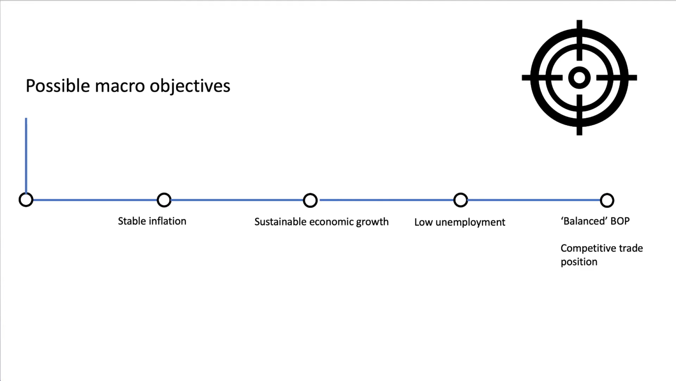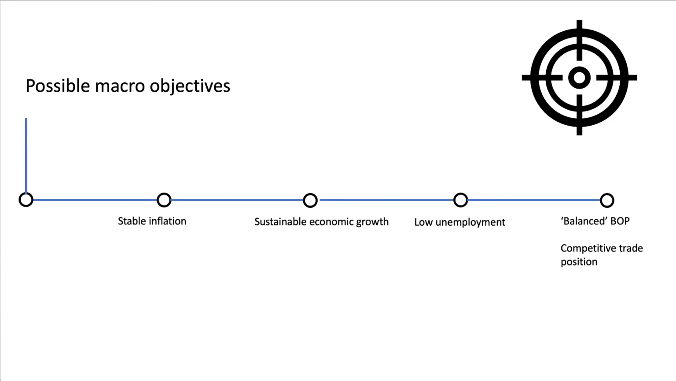What do you get? Hopefully something like this. Stable inflation, sustainable economic growth, low unemployment, balance of payments. In other words, what we're looking for here is a competitive trade position. Remember, the balance of payments is a set of accounts. That was one of the final lessons we had with one another. So the balance of payments will always balance.